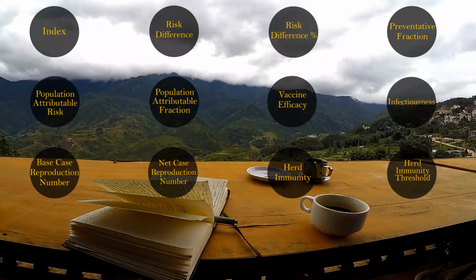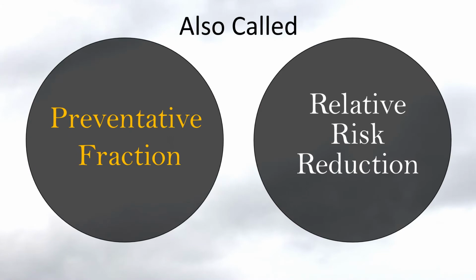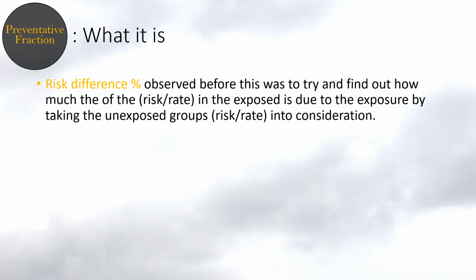Preventative fraction. Right then, let's go into other names. It is also called relative risk reduction. Now then, this is a tad confusing, and I will state why. So, what is it? Risk difference percent before.